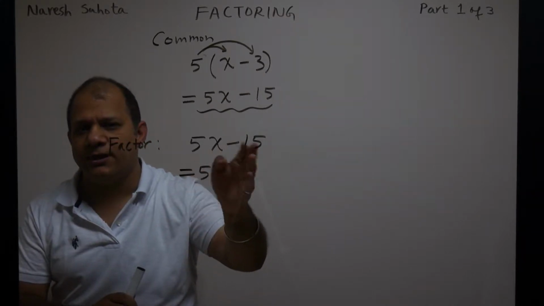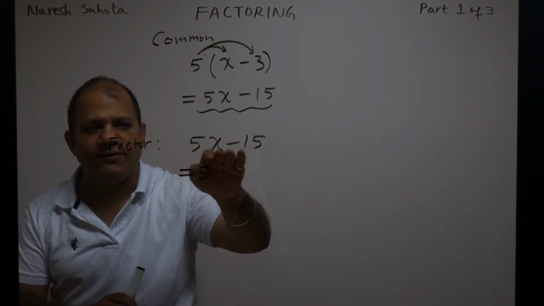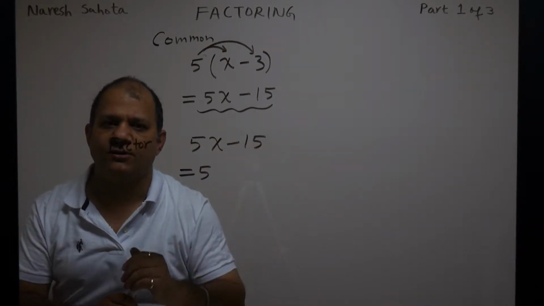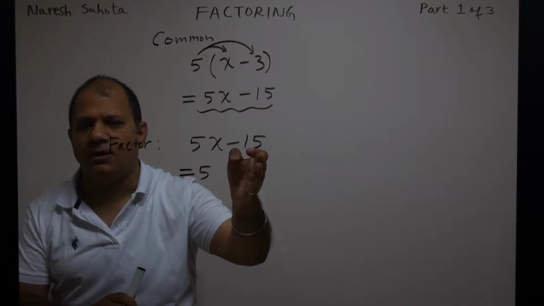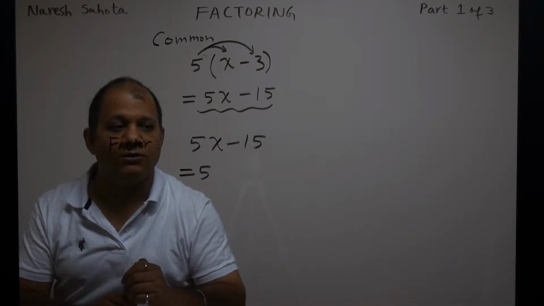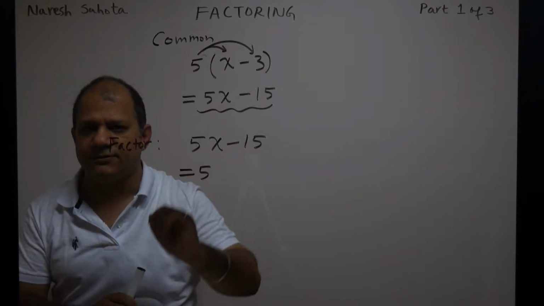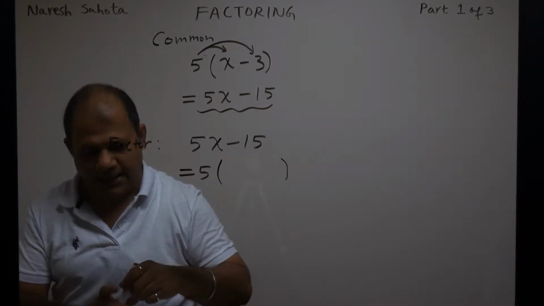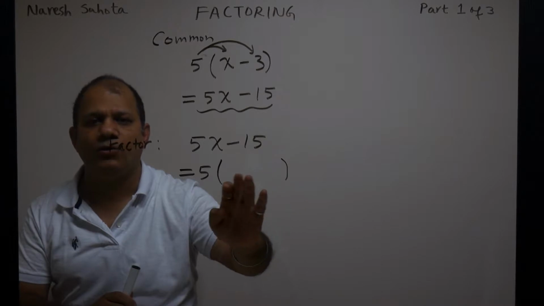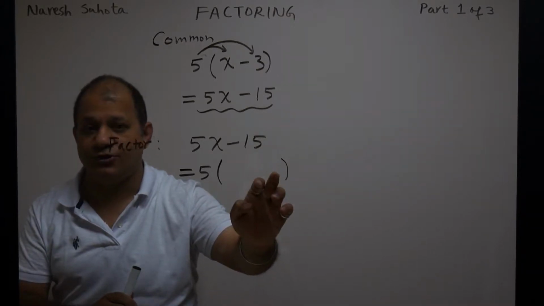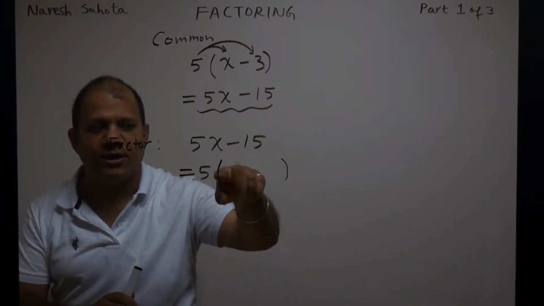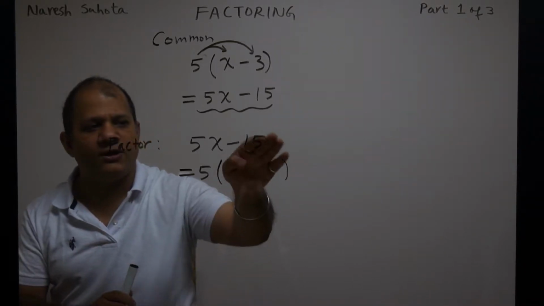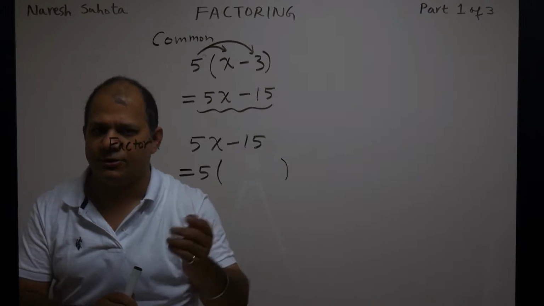Then you look for the letters. Check out the letters. We have a variable x in the first term, but there is no variable in the second term. So the variable is not common in both terms. The only thing that's common here is 5. And now you make a set of brackets, and inside you're going to have the remaining two terms, right? What's inside the bracket will be the other factor. We started with two terms, then we'll end up with two terms.